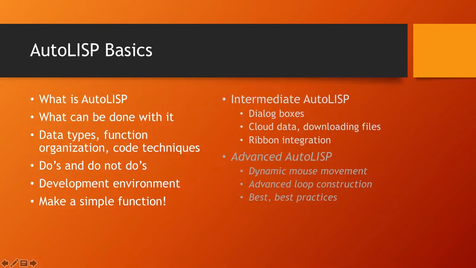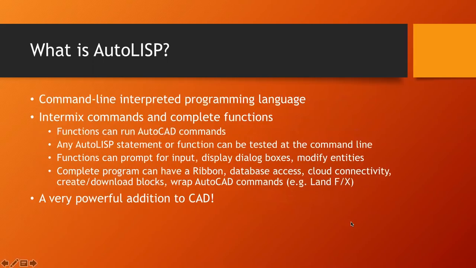So now let's start with what is AutoLISP. Well, by definition, it is a command line interpreted programming language. Now what that means is it's not compiled somewhere else and then run as a binary executable. It's fed line by line to the command line of all places. The AutoCAD command line can interchangeably interpret commands, like if you type polyline or AutoLISP.